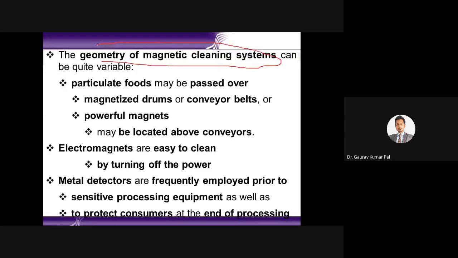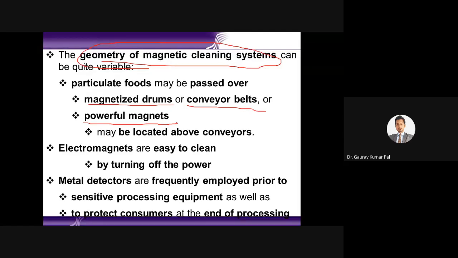The geometry of magnetic cleaning systems can be quite variable for a particular type of food, and they may be passed over different types of magnetized drums, or we can use different types of conveyor belts, or some powerful magnets located above the conveyors. Further, electromagnets are easy to clean. Suppose some metals came. If you are using electromagnets, the metal will come and stick to the electromagnets. Once you turn off the power, it will come down and you can easily clean whatever metals came.